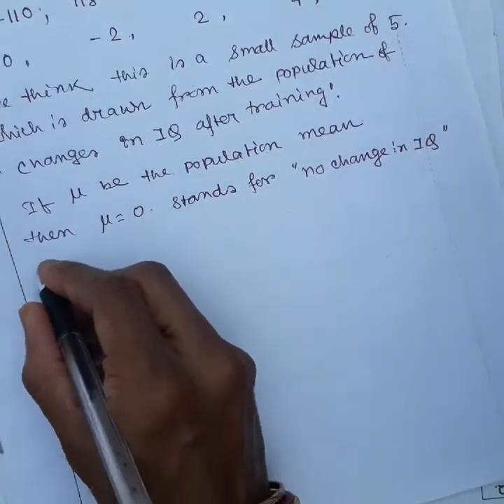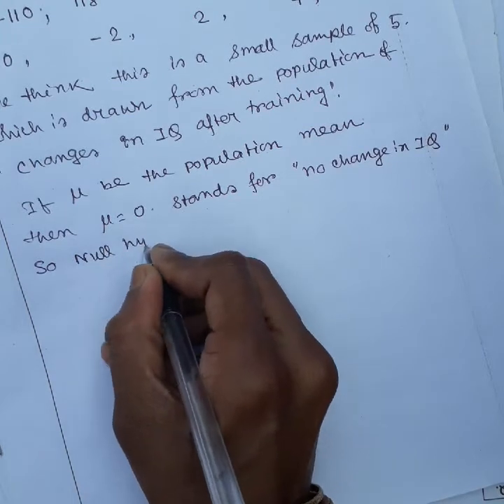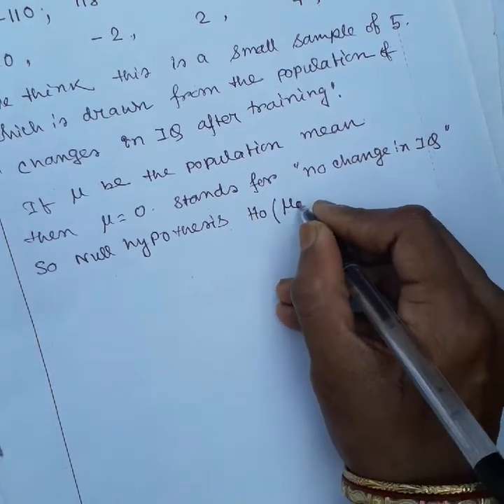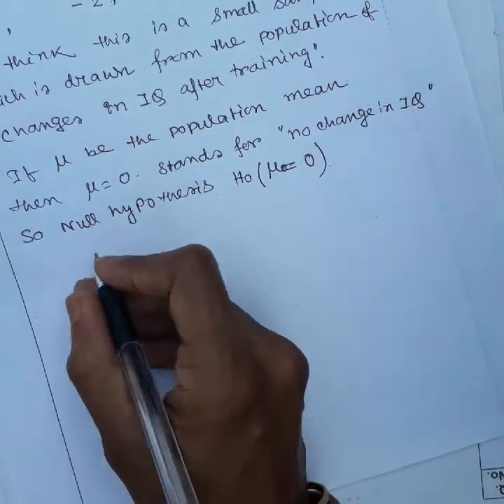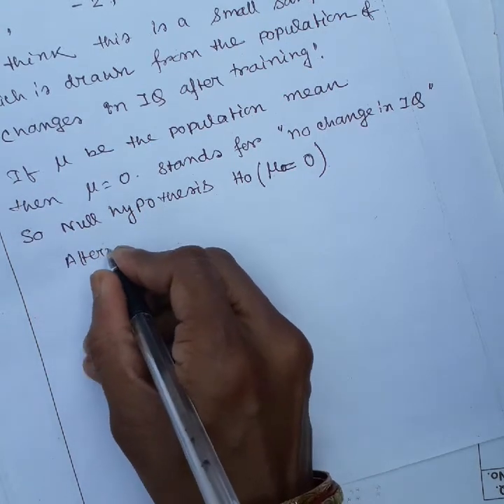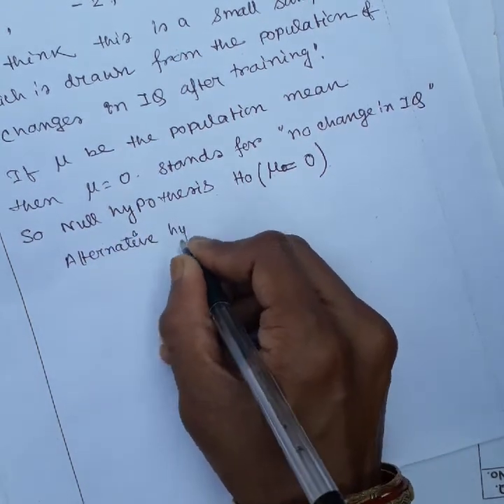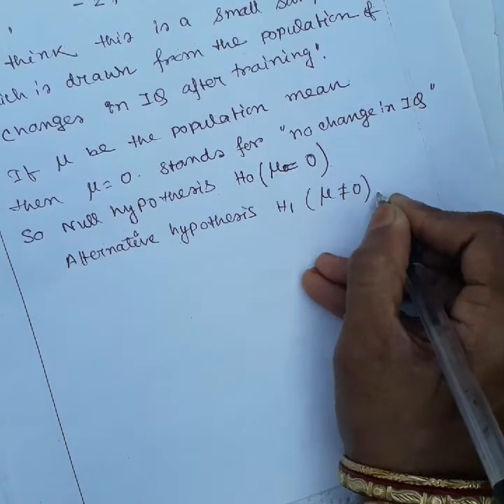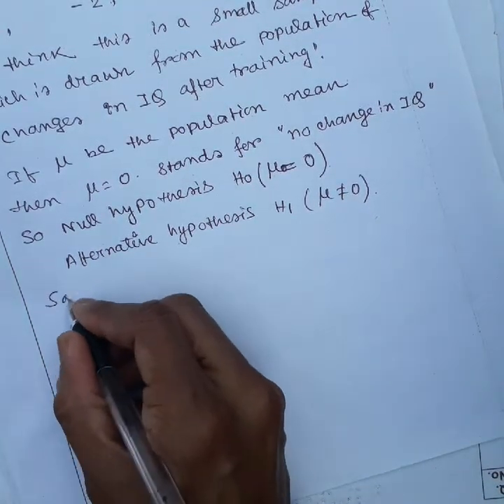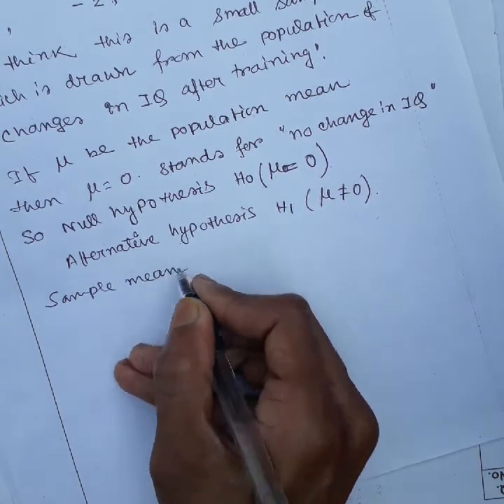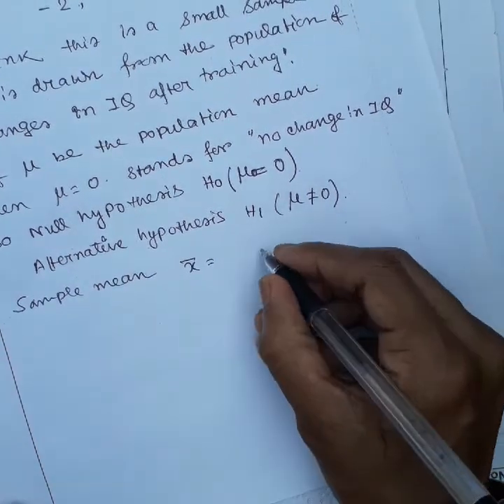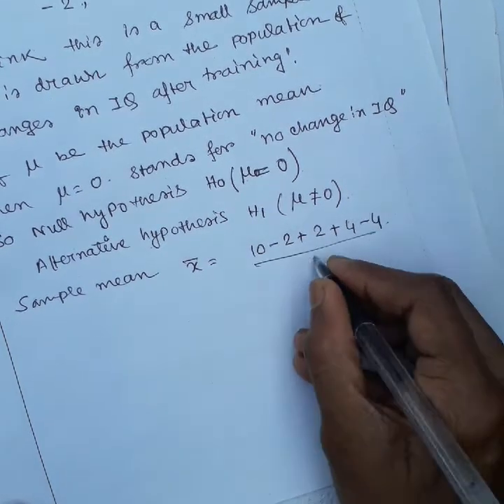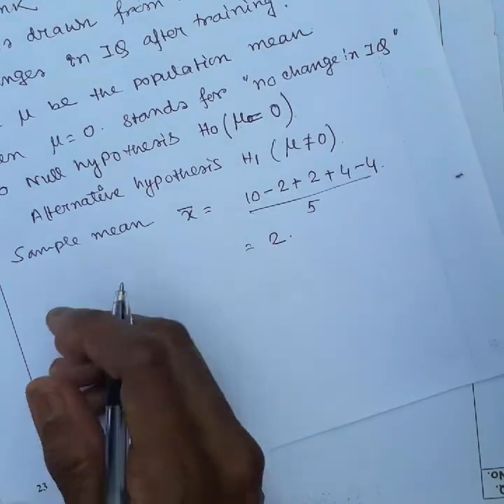Okay, so the null hypothesis H0 is mu equals 0, and the alternative hypothesis H1 is mu not equal to 0. So here the sample mean x bar is equal to 10 minus 2 plus 2 plus 4 minus 4 by 5, that is equal to 2.